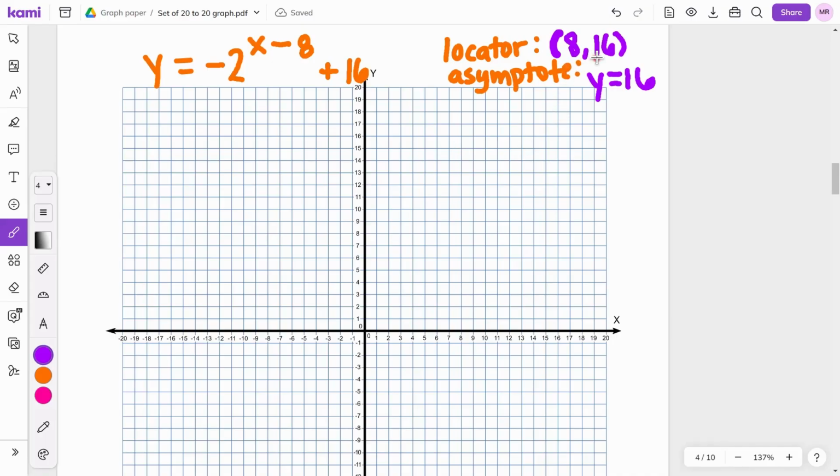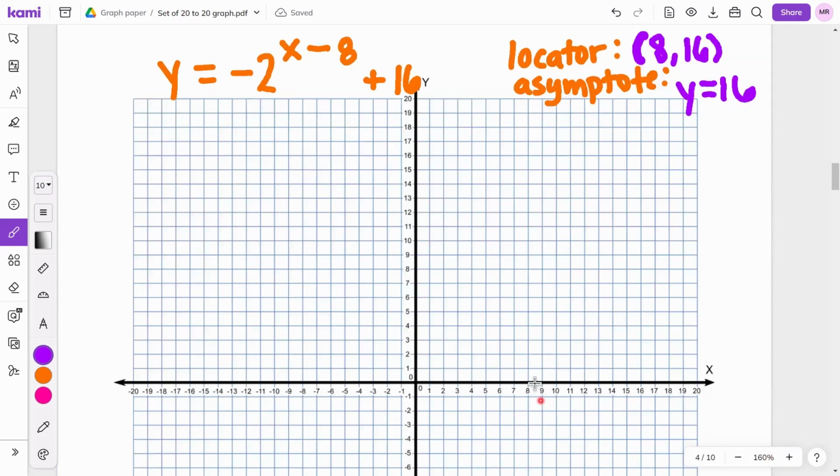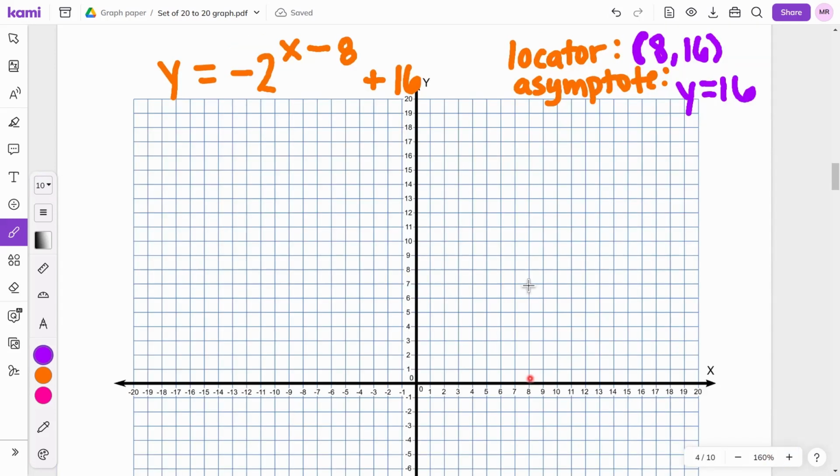And so 8, comma 16, and my asymptote is going to be y equals 16. So let's go to 8, comma 16. I'm going to zoom in a little bit. Okay, so 8, 16. And that is where my asymptote is going to be. So I'm going to have a horizontal asymptote at y equals 16.